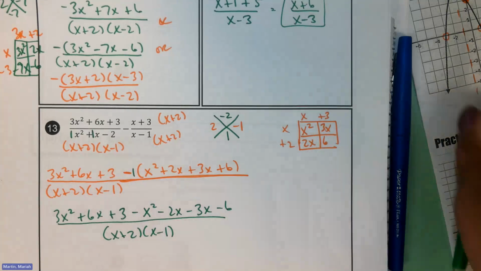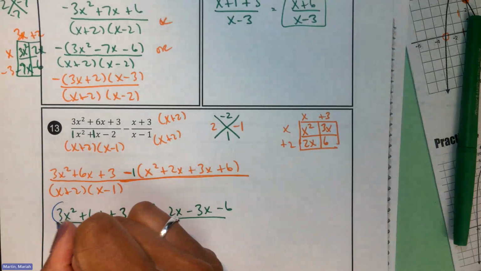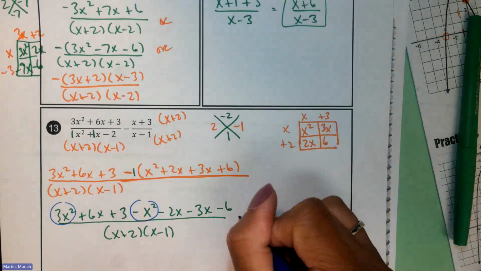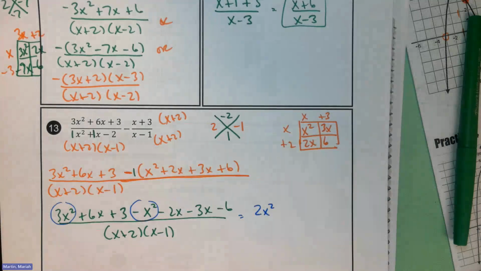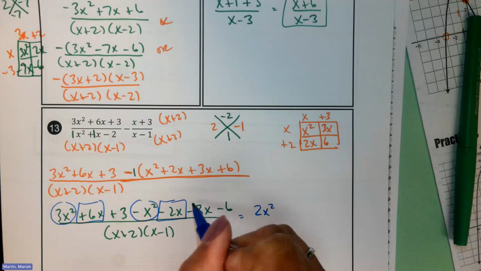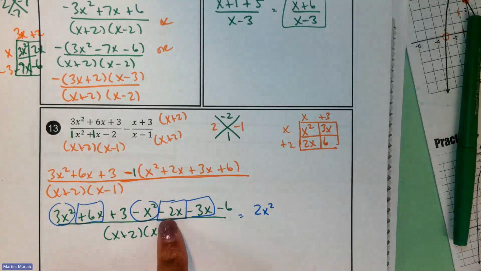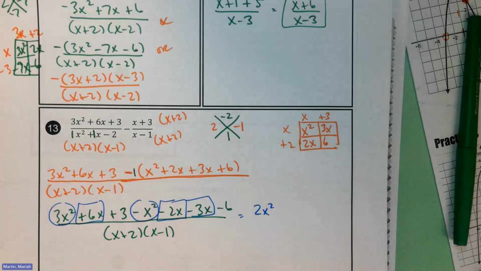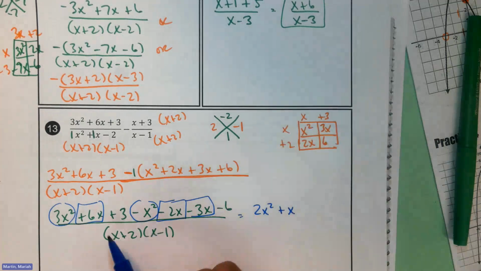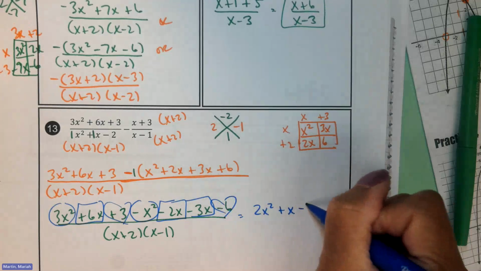Now I can combine my like terms. 3x squared minus x squared is 2x squared. And then I have my x's. Okay, so I have 6x, and then if I combine -2 and -3, I get -5. So 6x minus 5x is 1x. Then I have 3 minus 6, which is -3.